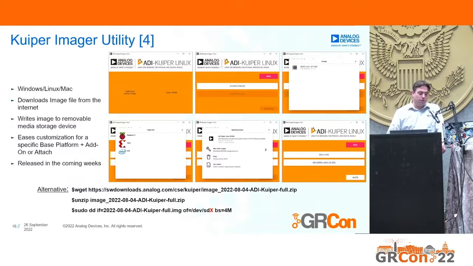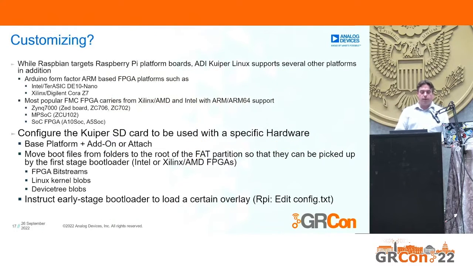But as an alternative, you can just wget the image, unzip it, and dump it on an SD card. And later on, you just move some files around. So I mentioned customizing. While Raspberry Pi OS just targets Raspberry Pi, this distribution includes lots of bitstreams, kernels, and device trees for a lot of different popular FPGA carriers from Xilinx, AMD, or Intel, for MPSoC, SoC FPGA, Arria 10, Arria 5, and so forth. So what is customizing?